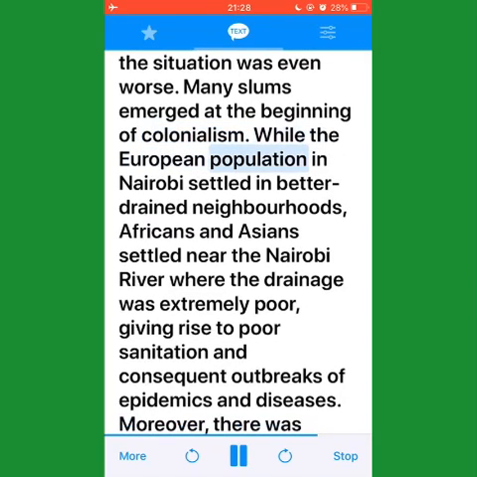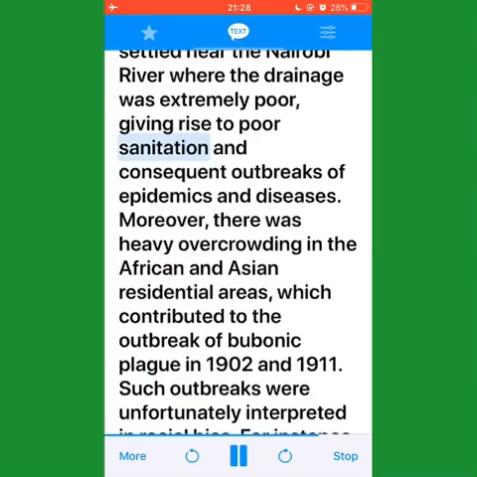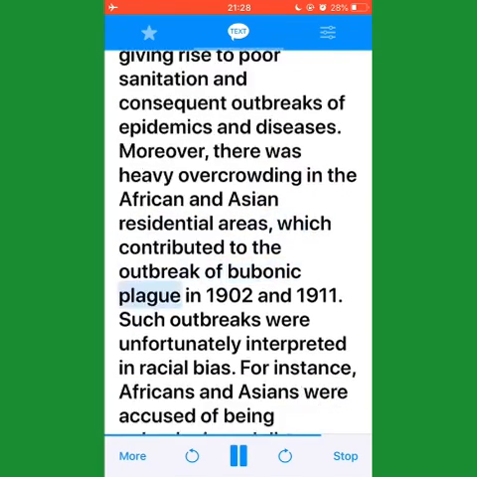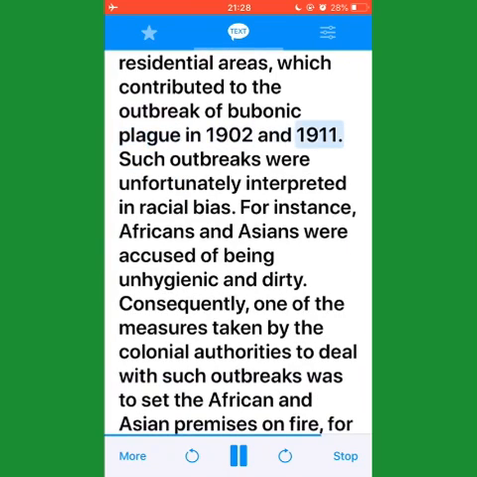While the European population in Nairobi settled in better-drained neighborhoods, Africans and Asians settled near the Nairobi River where the drainage was extremely poor, giving rise to poor sanitation and consequent outbreaks of epidemics and diseases. Moreover, there was heavy overcrowding in the African and Asian residential areas, which contributed to the outbreak of bubonic plague in 1902 and 1911. Such outbreaks were unfortunately interpreted with racial bias. For instance, Africans and Asians were accused of being unhygienic and dirty.